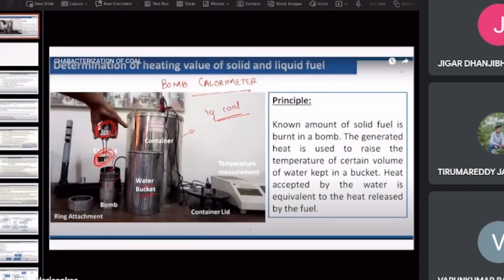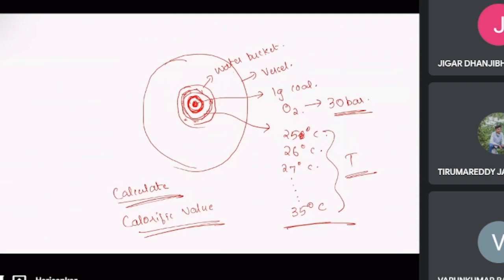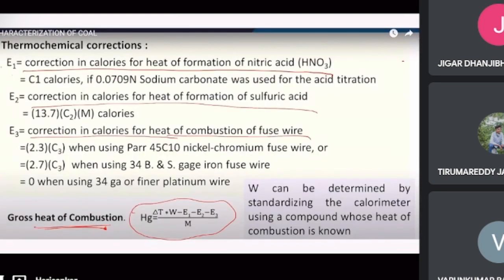So this fuse wire is basically like a thread. There will be a wire that is attached to these stalks, and from this fuse wire, you will have a thread that goes into your coal. I am not able to show it in a close manner, but basically these two connections are there to make sure the electricity that you are passing generates enough heat that your coal gets combusted. And these E1, E2, E3 are the correction factors for the formation of nitric acid that gets formed in the bomb calorimeter, sulfuric acid, and the fuse wire that you are using for the connection.